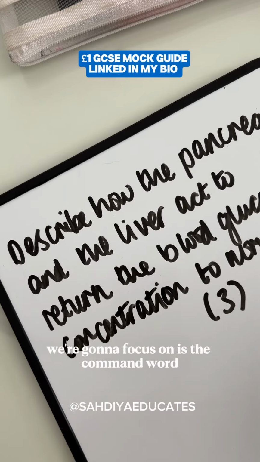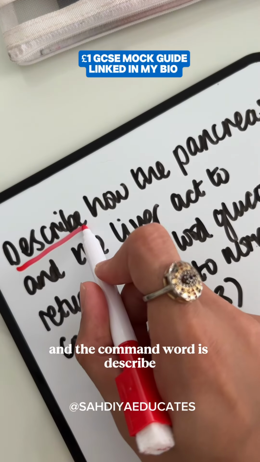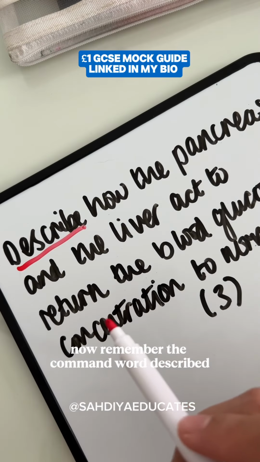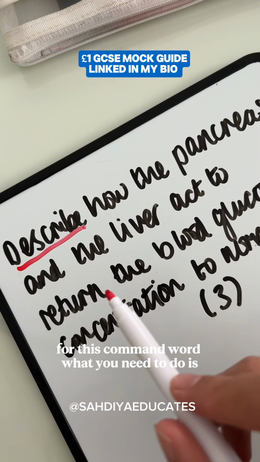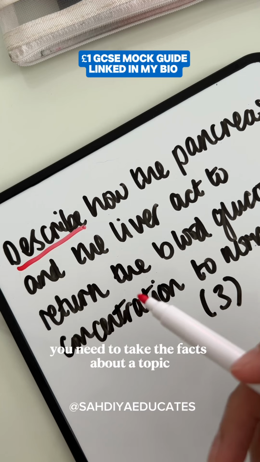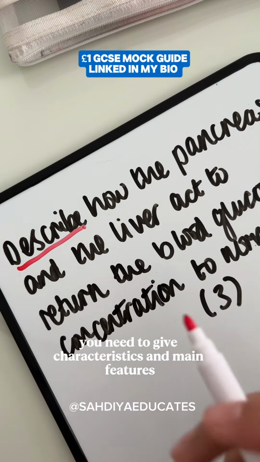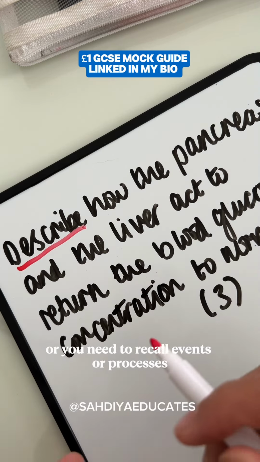So the first thing we're going to focus on is the command word, and the command word is describe. Now remember the command word describe. For this command word, what you need to do is you need to state the facts about a topic, you need to give characteristics and main features, or you need to recall events or processes.